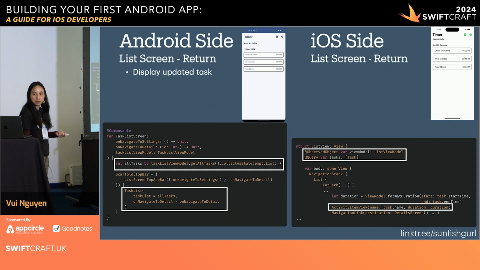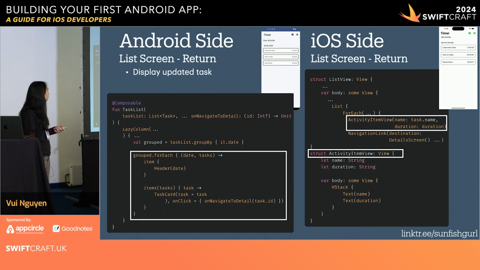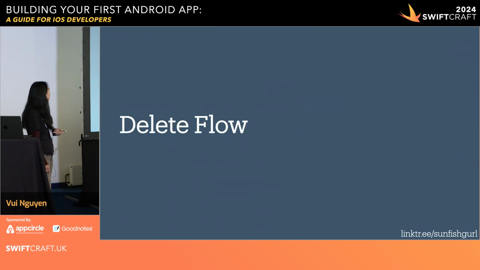And then we do what we've done before to retrieve all the tasks from the database, including the one that was updated, and then display them as rows on the list screen. And this is how we do it for individual rows. So that was the edit flow. The last flow is our delete flow.